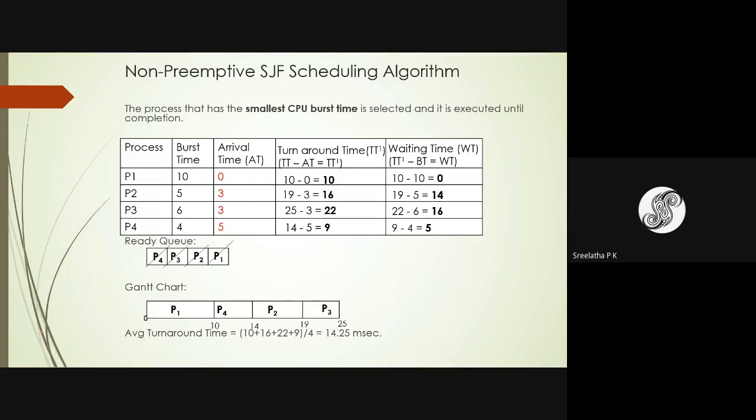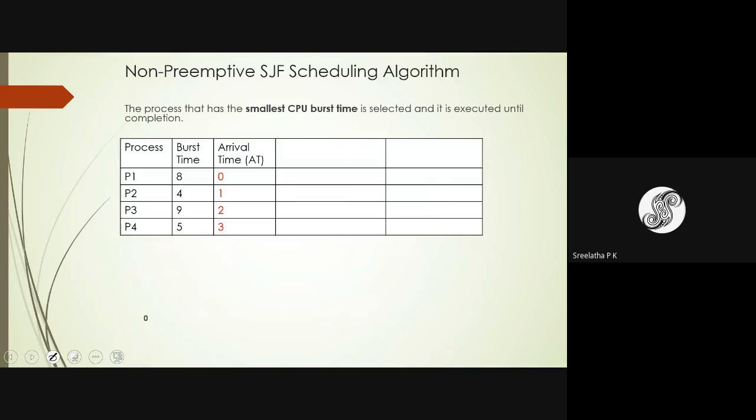Average turnaround time is the summation of these, divided by 4. Four processes are there, hence divide by 4. And average waiting time is the summation of waiting times, divided by 4. Fine. So this is non-preemptive scheduling. One more problem I will show.